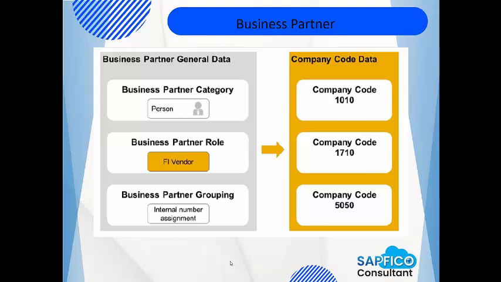So here we have a business partner. The business partner has the general data section with the person selected, the FI vendor role selected, and the business partner grouping selected as internal number assignment. This can now be extended to multiple company codes, company code 1010, 1710, 5050, and so on and so forth, so that the accounting group will be updated for these company codes.